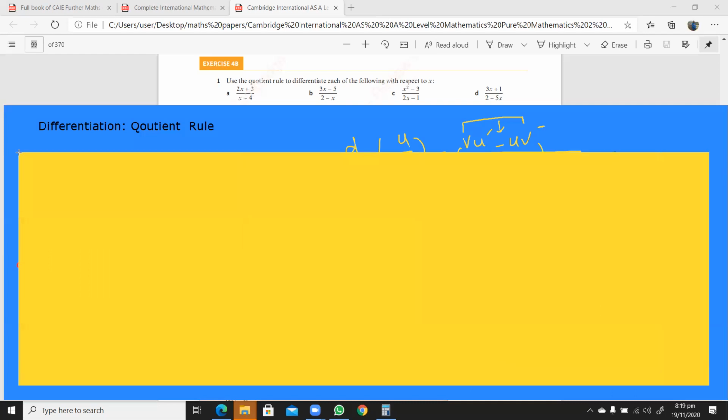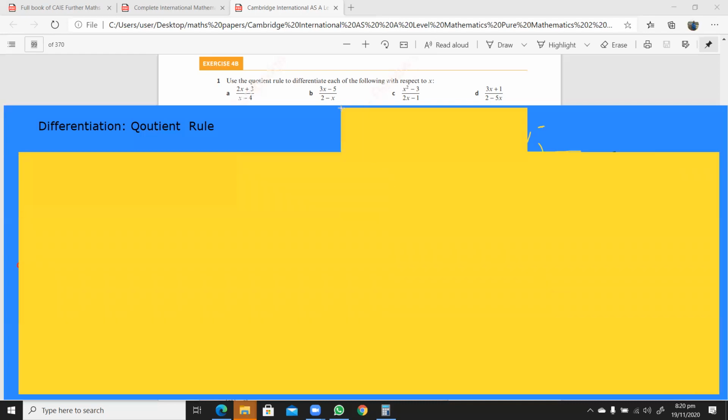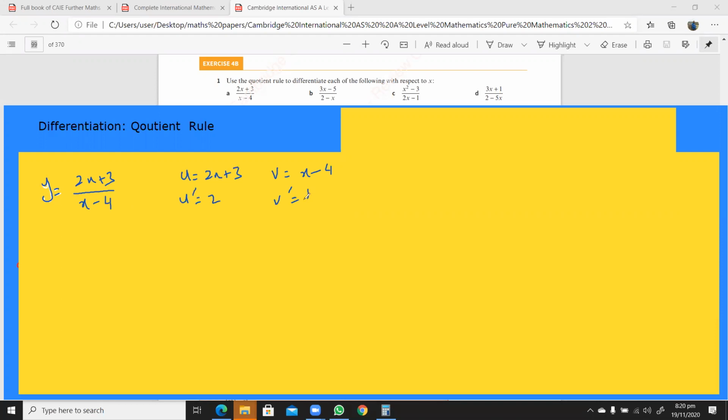Now let's start practicing the questions from the P3 book we have here. I'll be starting with the first part. Let me write this as y equal to 2x plus 3 over x minus 4. So my u is 2x plus 3 and my v is x minus 4. My u dash is going to be 2 and my v dash is going to be 1.